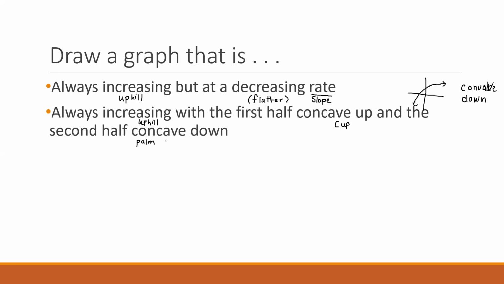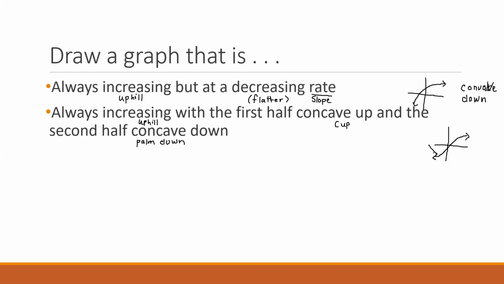And we noted that what we just drew in the first example was concave down. So we're going to use that shape again. But we have to start with the first half being concave up, or creating a cup shape. So I'm going to start, I don't want to be flat, I want to be always increasing. So I'm going to go uphill a very little bit, and then more and more and more, and then I'm going to start to flatten out again. And so this is my graph.